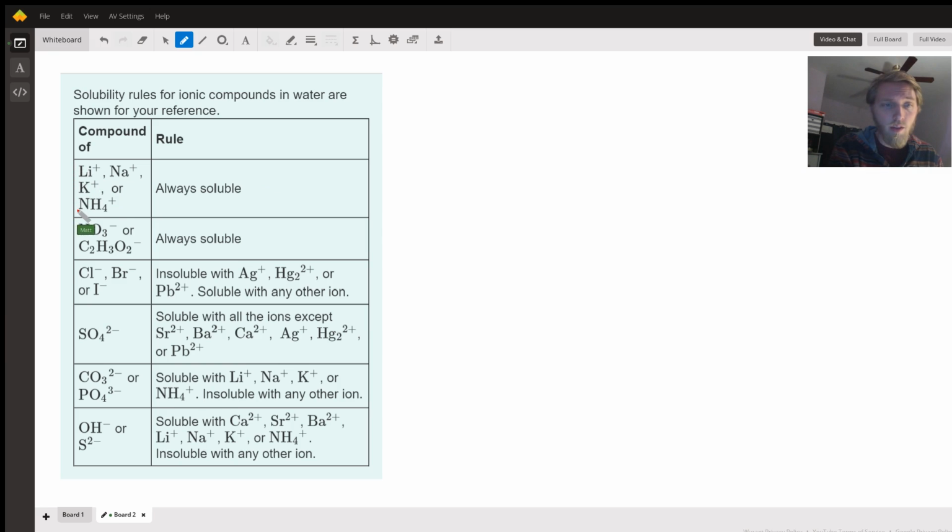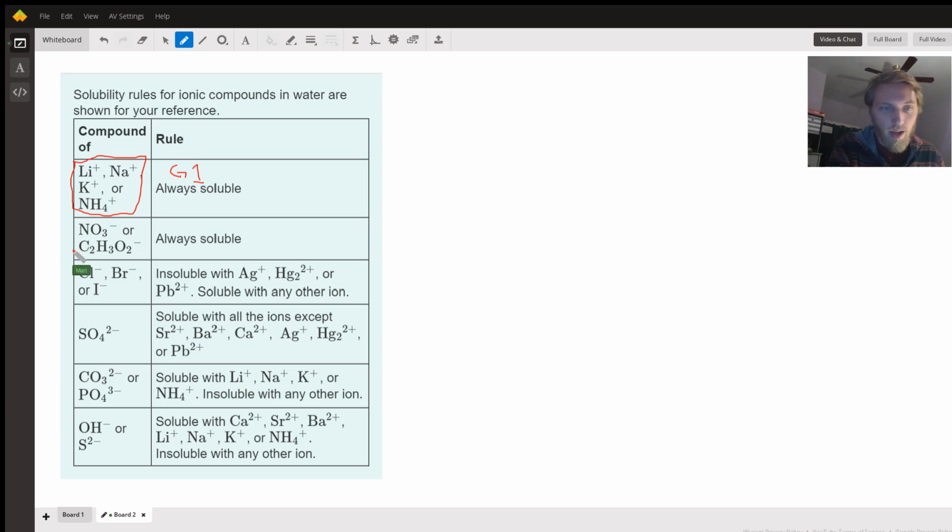These guys are always soluble. Anything made of an ion of lithium, sodium, potassium, or ammonium will always be soluble. Sometimes people say group 1 on the periodic table because lithium, sodium, potassium are all in group 1 on the periodic table. And that's a pretty good rule, although the bigger ones on the bottom can get a little iffy. But generally speaking, group 1 metals are soluble, as well as ammonia.